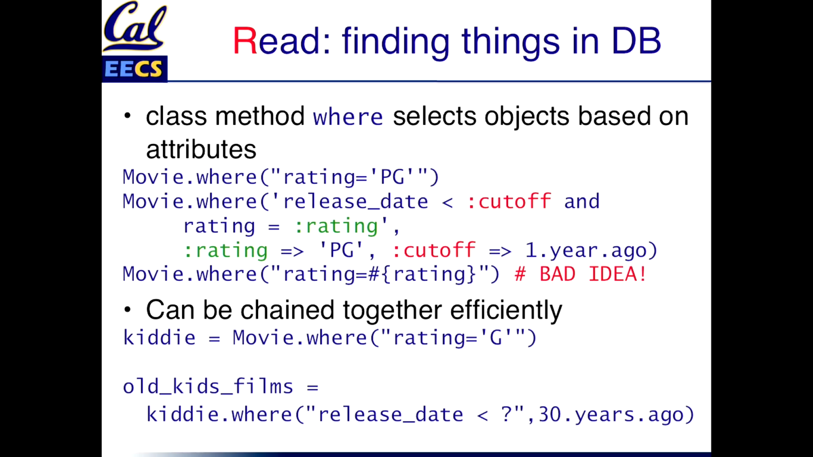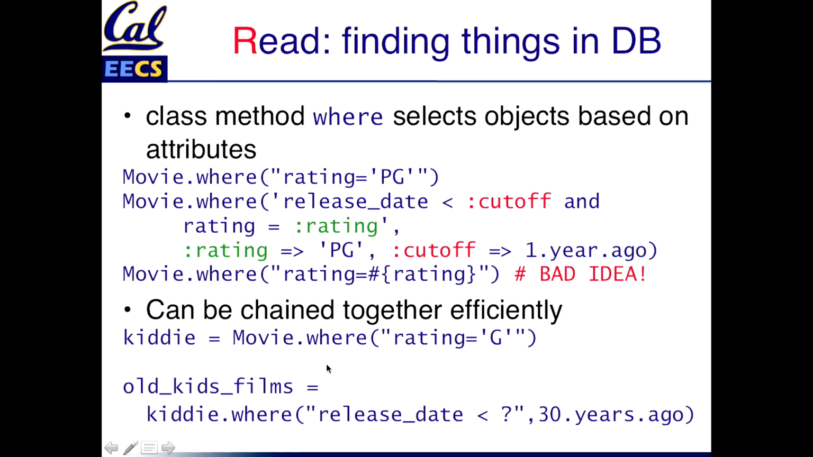It gets evaluated lazily. So that means that I can now say, there's also old kids films, and those are kiddie films where the release date is, let's say, earlier than 30 years ago. So what's the impact of these two statements? Well, if query evaluation were eager, or if it were immediate, in other words, if the act of doing movie where actually made a database query happen, then the code that I've shown here would result in 2 queries, one for each of the wheres. But in fact, the code that I've shown here doesn't do any queries at all.